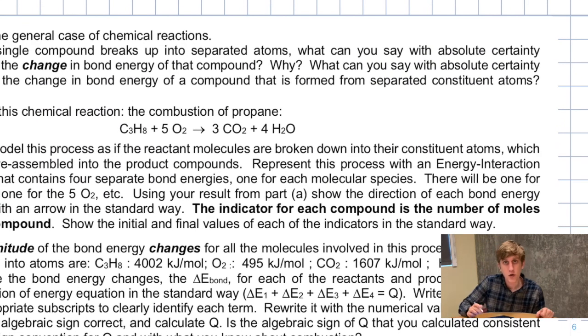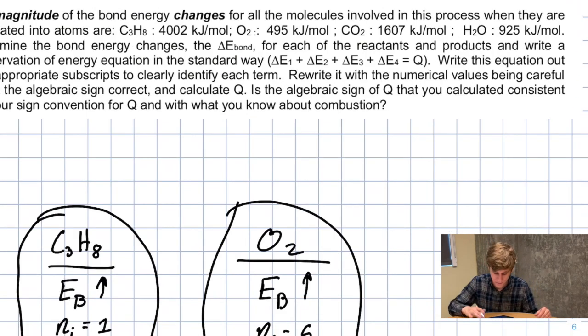Now let's move on to the products. Our products are carbon dioxide and water. What's happening now is we're taking all the individual pieces that we pulled apart in the beginning and recombining them to form these products. As you might expect, because breaking bonds increases bond energy, forming bonds will decrease the bond energy. So we know that our products have negative changes in bond energy.